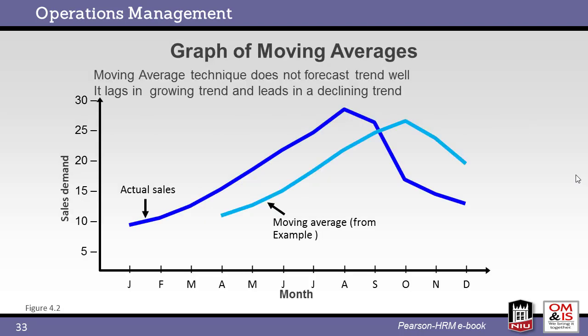This graph demonstrates the issue that moving averages lag growth trends and lead declines. We see this since the forecast for June is noticeably lower than the actual demand, while the opposite is true in November.